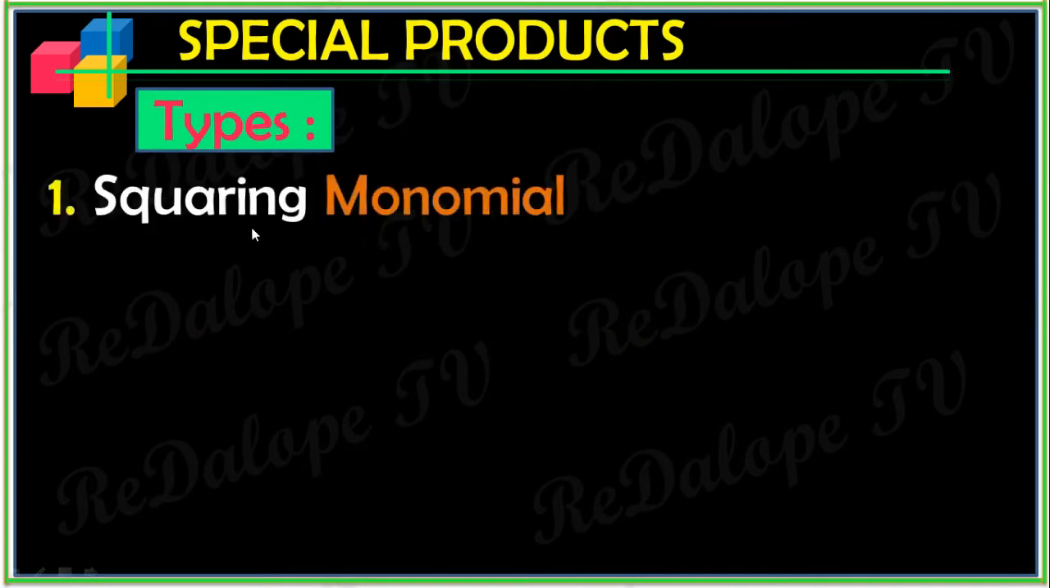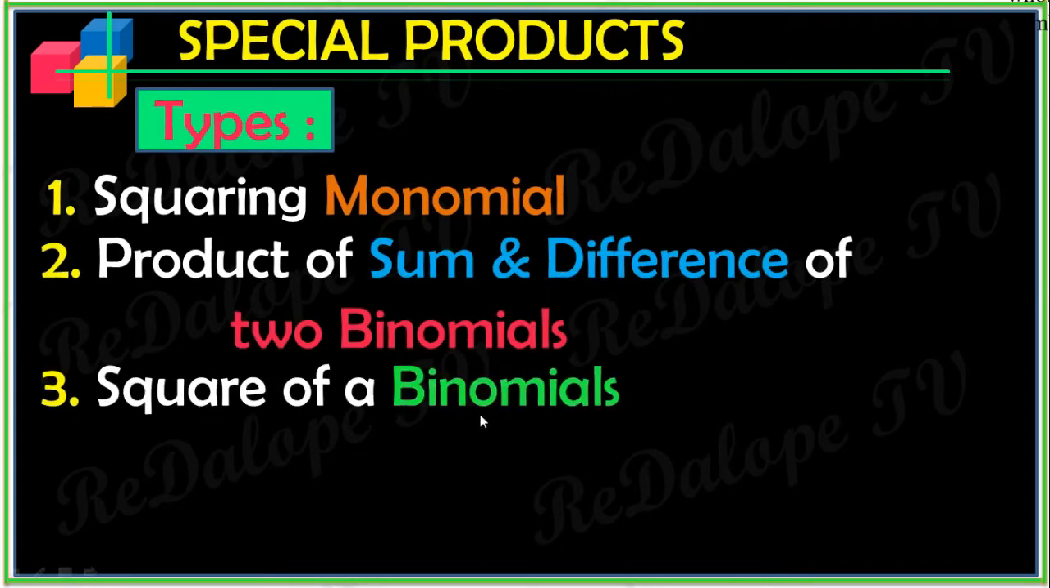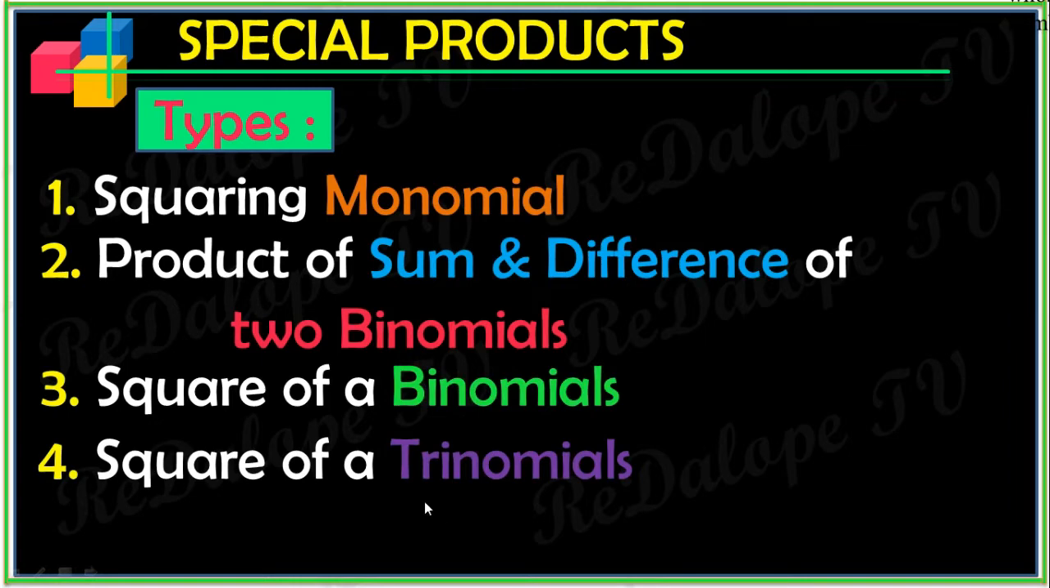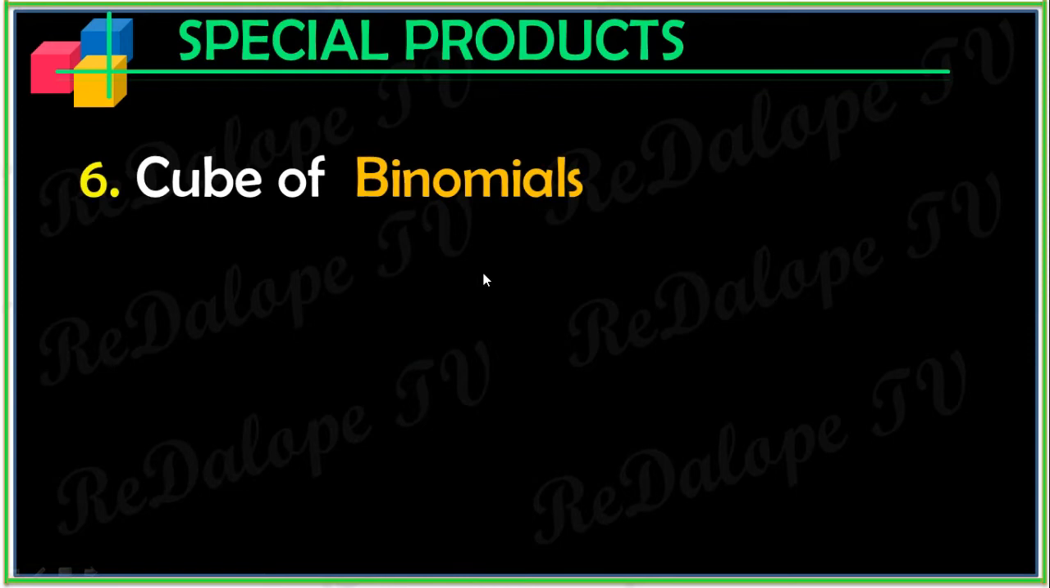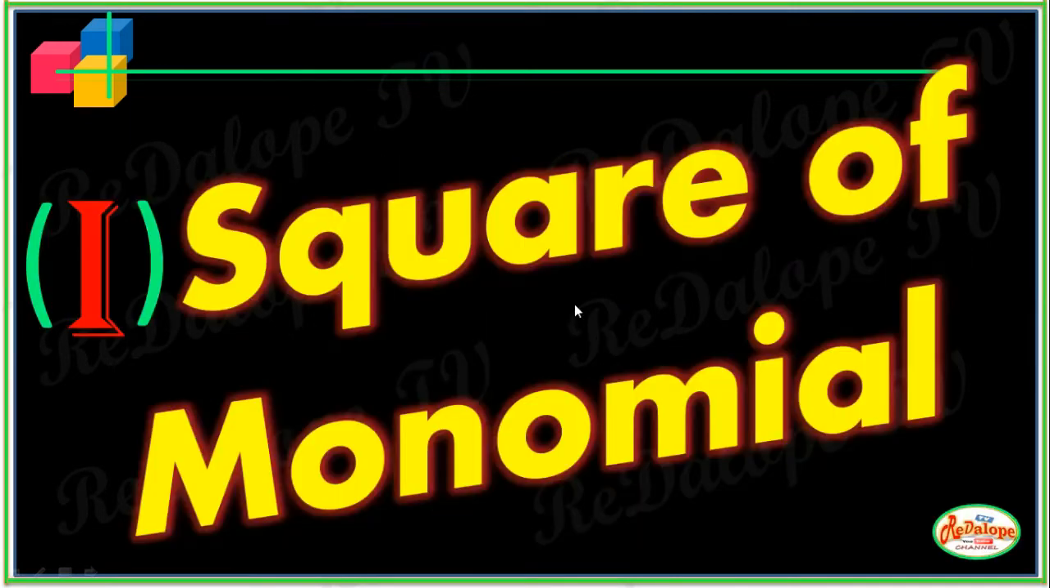Summarizing the types of special product, we have the squaring of monomial, product of sum and difference of two binomials, square of a binomial, square of a trinomial, square of quadrinomial. Number 6 is a cube of binomial, and the last we have is the product of binomial and trinomial in the form of this formula. Let us have some examples to illustrate the application of the different types of special products.